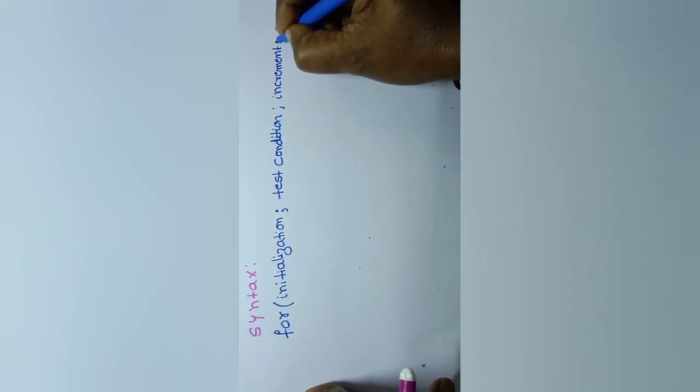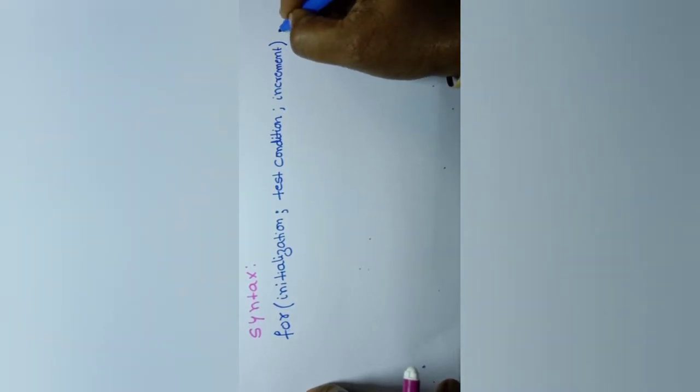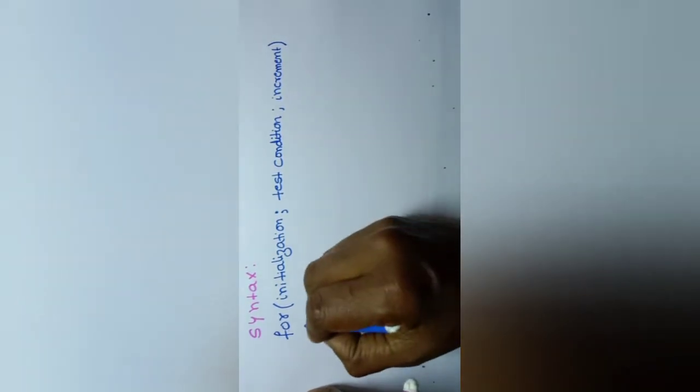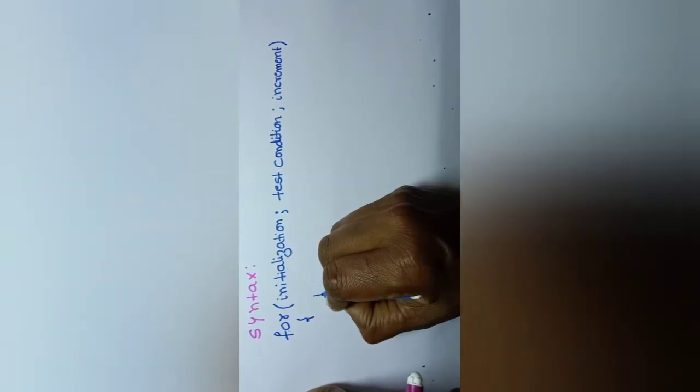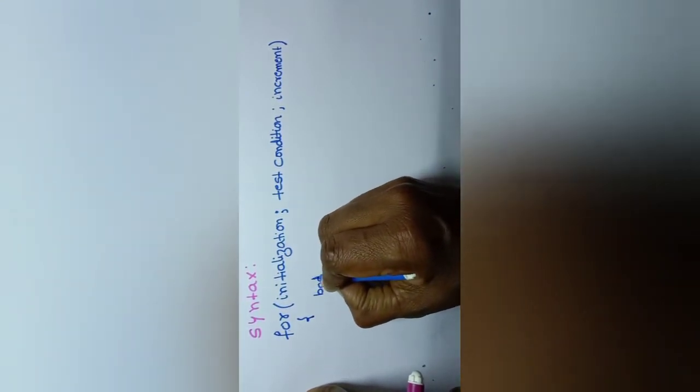Okay, increment, and close the bracket. There is no semicolon here. Remember that there is no semicolon after this. Next is the opening brace. Here we are writing anything you can write.